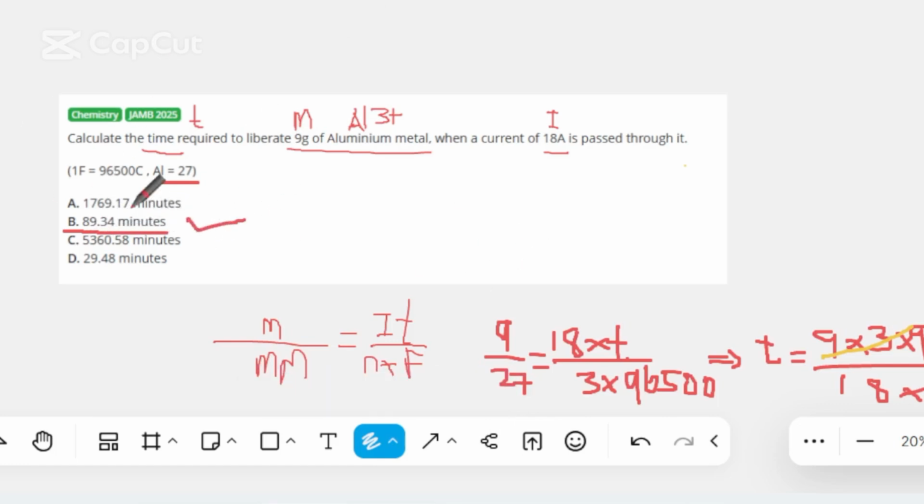So that is how you solve Faraday's first law of electrolysis. And how do you know it's Faraday's first law? It's because they only mentioned one metal, which is aluminium. When you have two metals, you will use Faraday's second law.